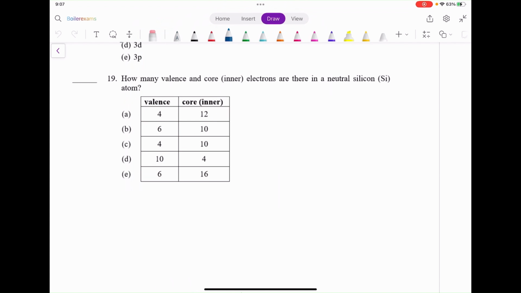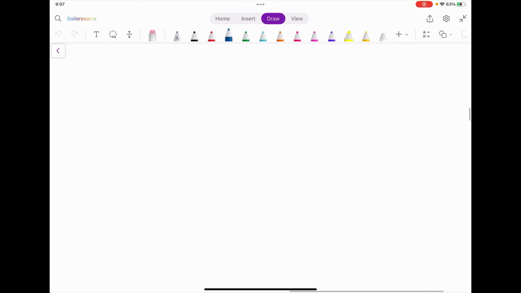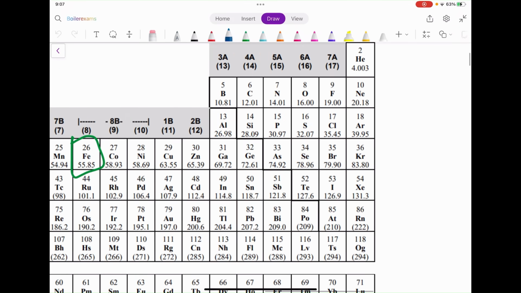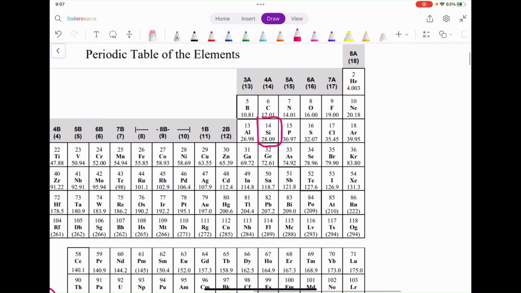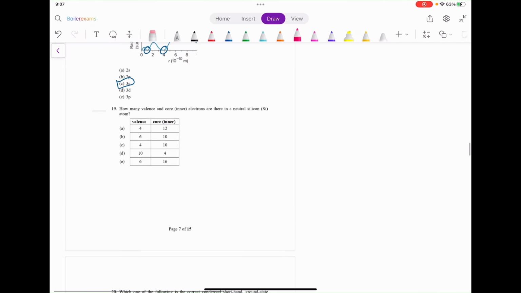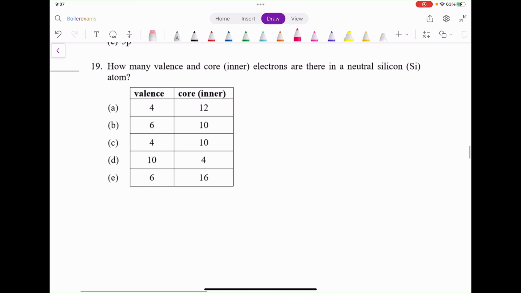19. How many valence and core electrons are there in a neutral silicon atom? So let's find silicon. Let's find the periodic table. It's up here somewhere. Here we go. Okay. Silicon is right below carbon. So let me write the electron configuration. I know the electron configuration for silicon is going to be 1s2, 2s2, 2p6, 3s2, and then 3p2.